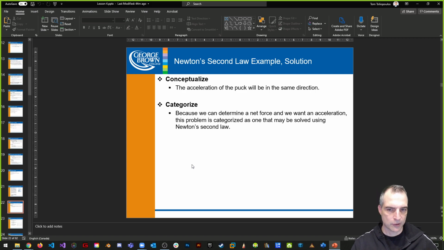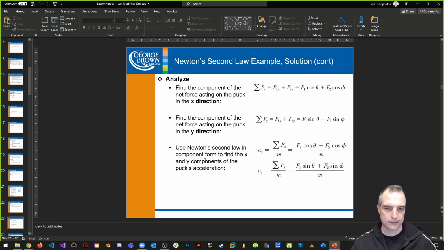Categorize. Because we can determine a net force and we want an acceleration, this problem is categorized as one that may be solved using Newton's second law. Force is equal to ma. Analyze. Let's try and put this within a formula. The sum of all forces on the x-axis, we break it down into component forces, like we said, is equal to force 1 on the x-axis plus force 2 on the x-axis, which is equal to force 1 cos theta plus force 2 cos phi. Why?